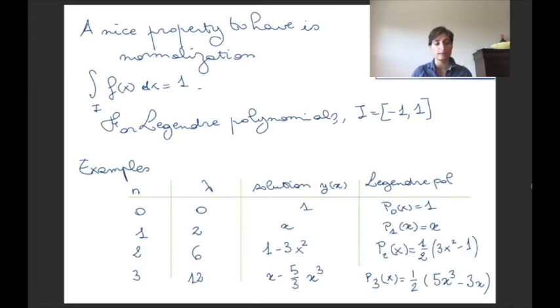So if we want to do some examples, we can choose, in the first column of this table, which one is the last element that is non-zero. Then we determine lambda with the property we have set before, so it's n times n plus 1. Then we calculate the finite series, either the even one or the odd one, and we can compute the Legendre polynomial as the solution y(x) rescaled by a quantity that makes the integral between -1 and 1 equal to 1.